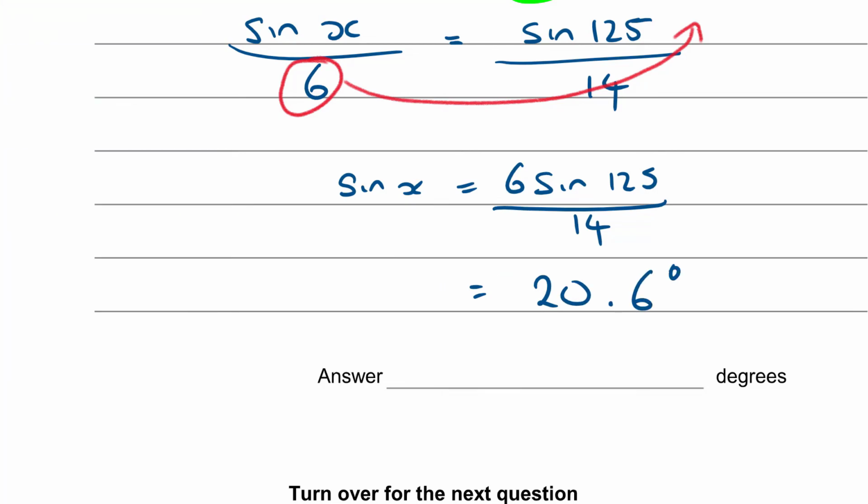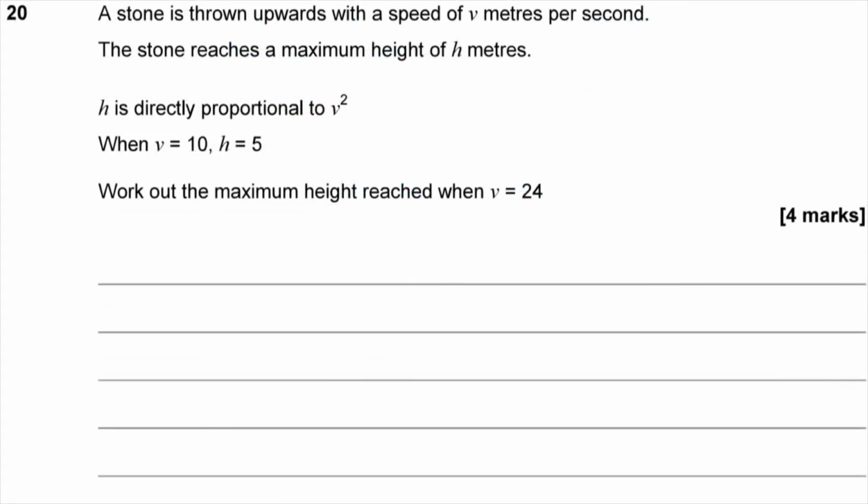A stone is thrown upwards with a speed of v meters per second. The stone reaches a maximum height of h meters. h is directly proportional to v squared, and when v is 10, h is 5. Work out the maximum height reached when v is 24.